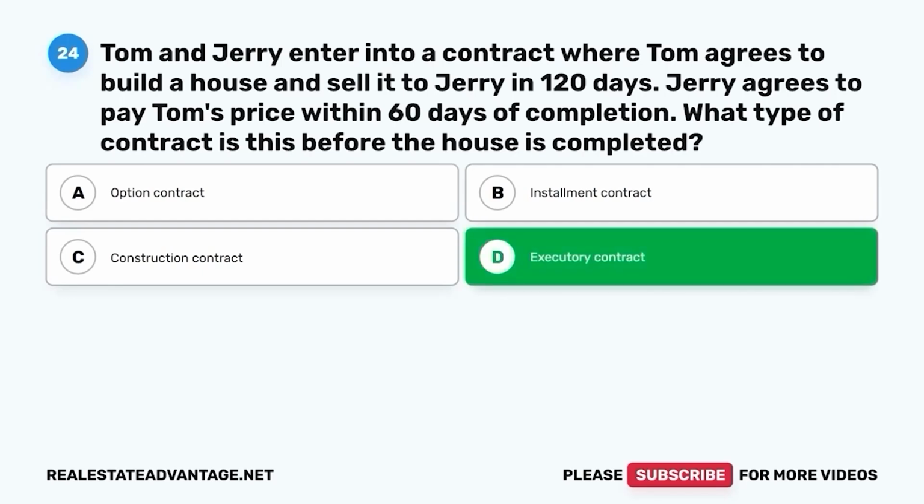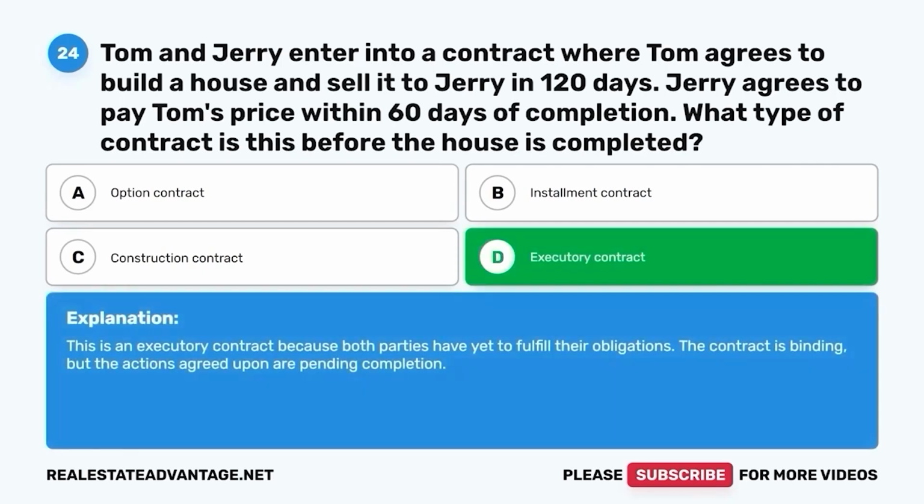The correct answer is D. Executory contract. This is an executory contract because both parties have yet to fulfill their obligations. The contract is binding, but the actions agreed upon are pending completion.